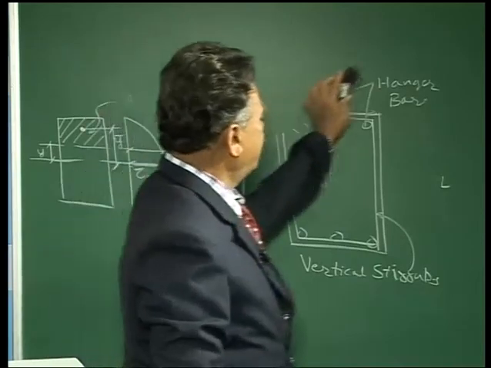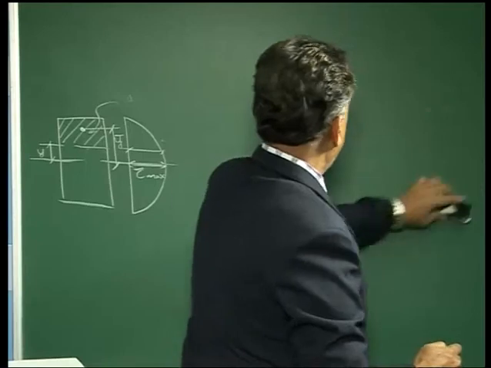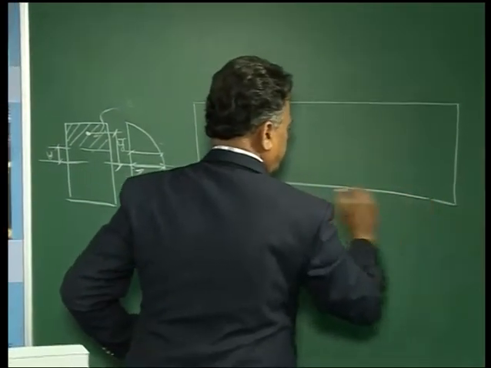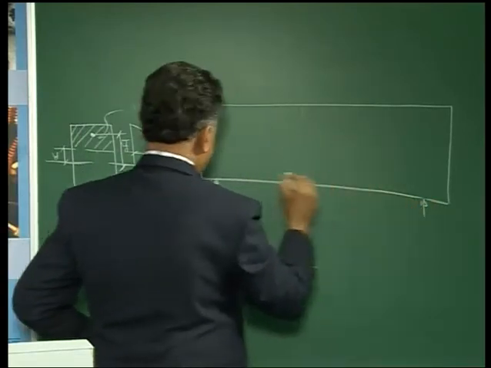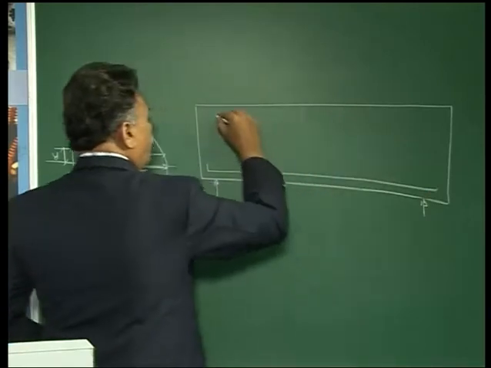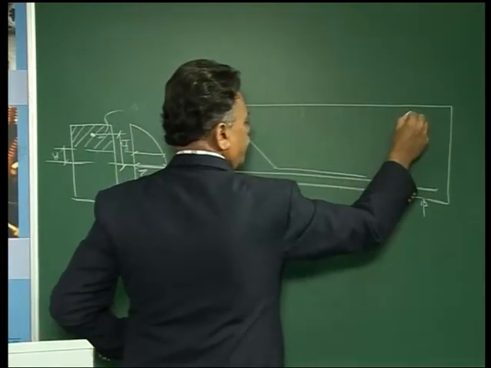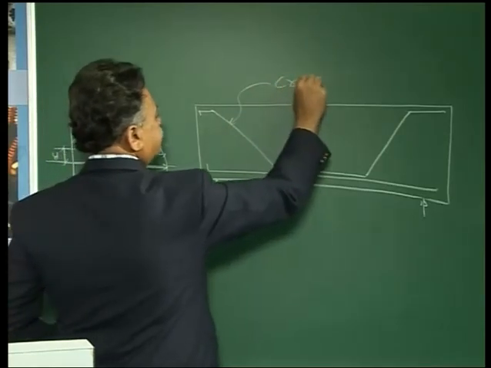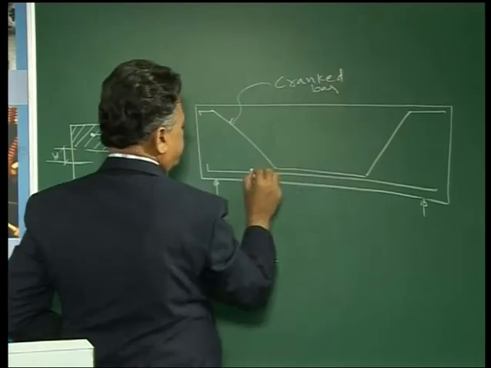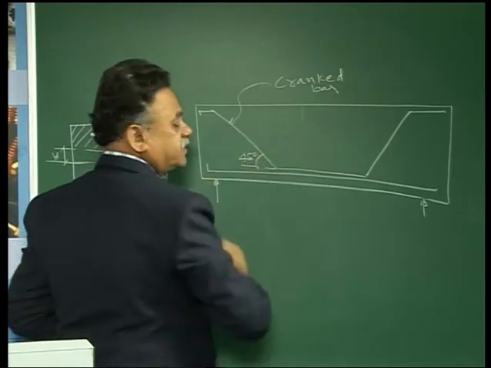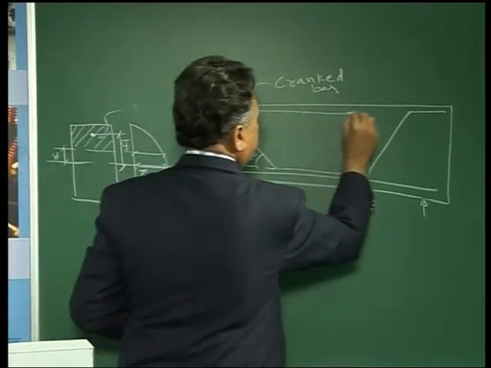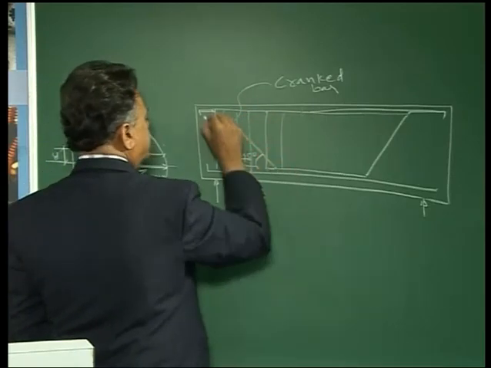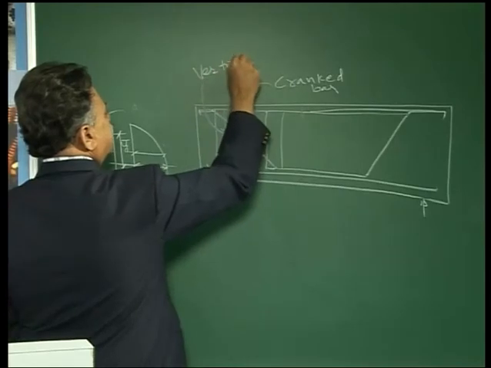Now we shall see what we can do other than the stirrups. If you see in the elevation, this is the beam, supported on either side, and this is the tension reinforcement. You provide additional reinforcement, partly it goes to the support and partly it is cranked. This is called a cranked bar, and this angle is generally taken as 45 degrees. In addition, you provide a hanger bar on the top, and you provide the vertical stirrups.